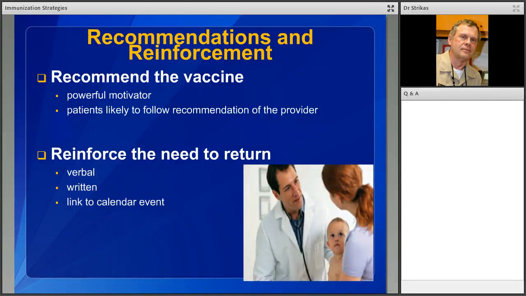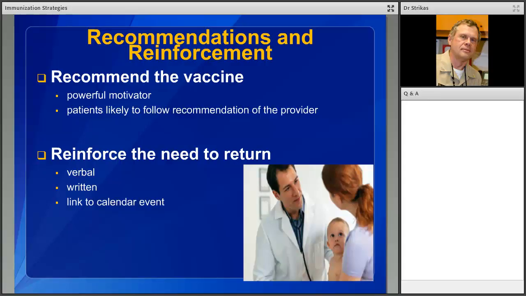The recommendation of a healthcare provider is a powerful motivator for patients to comply with vaccine recommendations. Parents of children are likely to follow vaccine recommendations of the child's doctor, and adults who were initially reluctant were more likely to receive an influenza vaccination when the healthcare provider's opinion of the vaccine was positive.